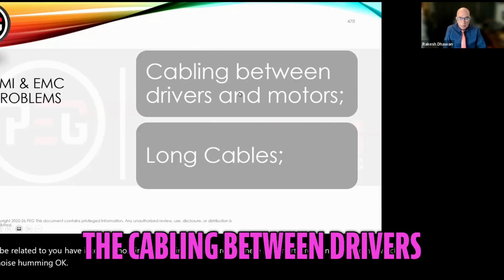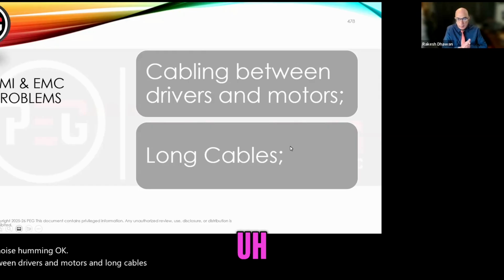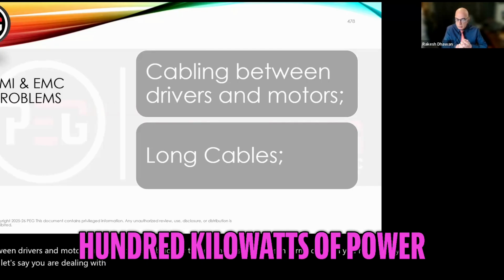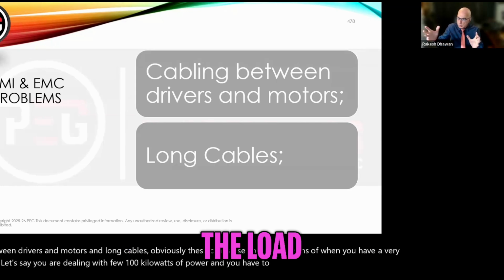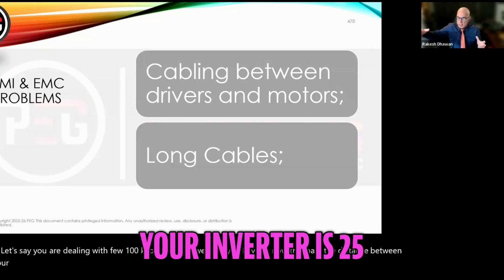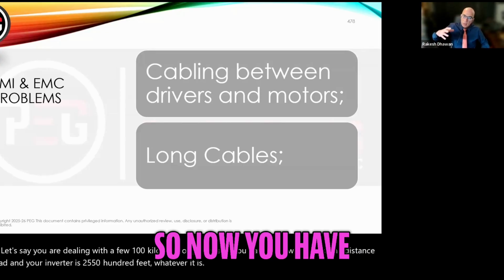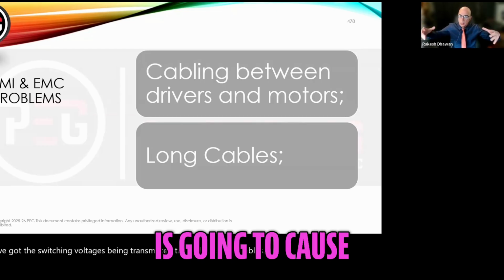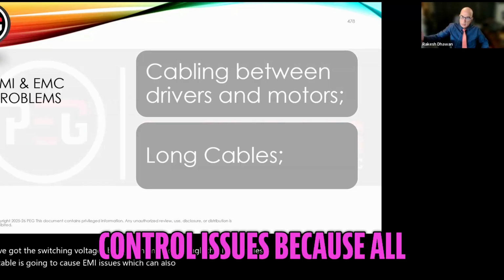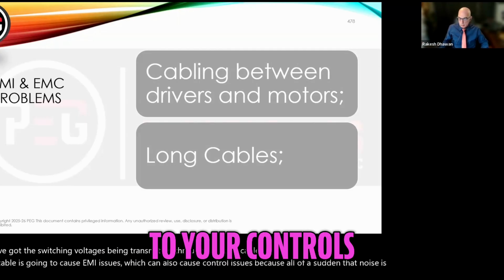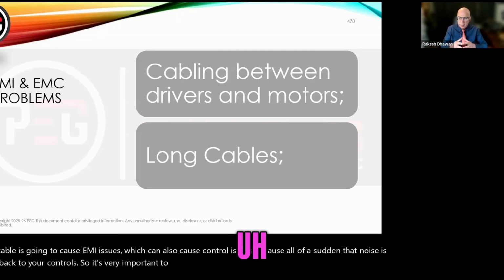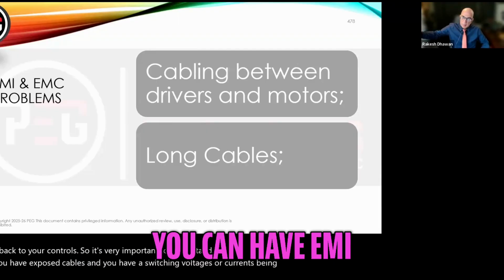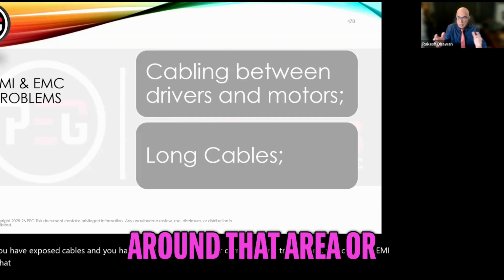So the cabling between drives and motors, and long cables, obviously these can cause an issue when you have a very powerful drive. Let's say you are dealing with a few hundred kilowatts of power, and the distance between the load and your inverter is 25, 50, 100 feet, whatever it is. So now you have these switching voltages being transmitted through these long cables. And that long cable is going to cause EMI issues, which can also cause control issues, because all of a sudden that noise is being coupled back to your controls. So it's very important to understand that anytime you have exposed cables and you have switching voltages or currents being transmitted, you can have EMI issues around that area or around the controls.